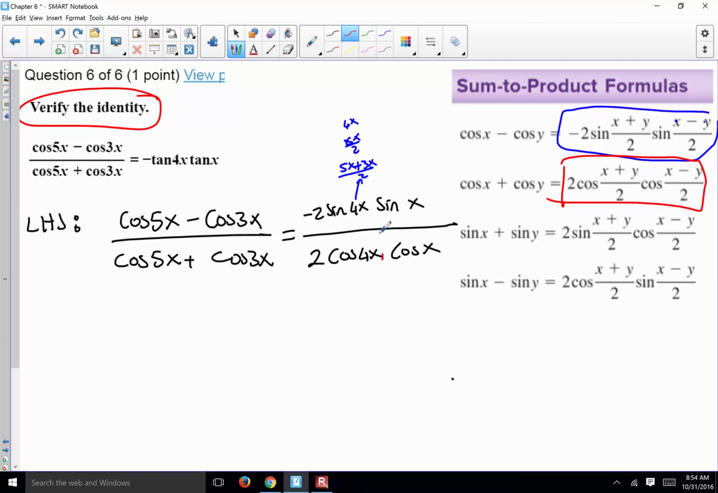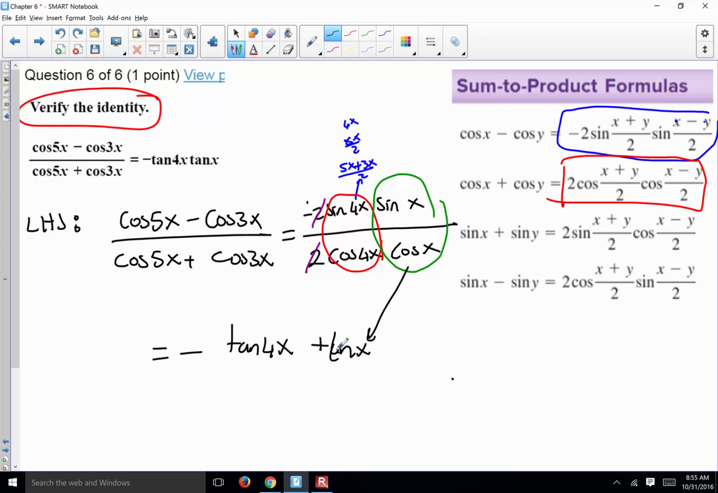Look at this now. Pair them up. These and this. Isn't that sine over cosine with different angles, 4x and x? So they make tangent, and these two cancel. Only a minus left. Minus tangent 4x over tangent x. This is the right hand side, and the question is over.